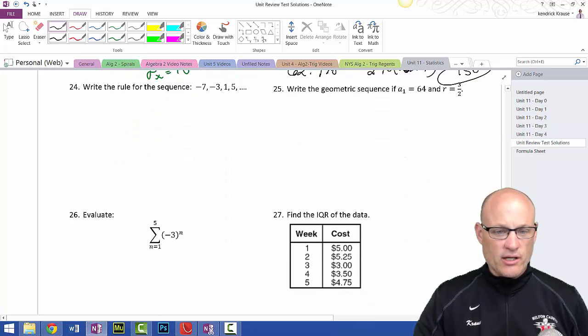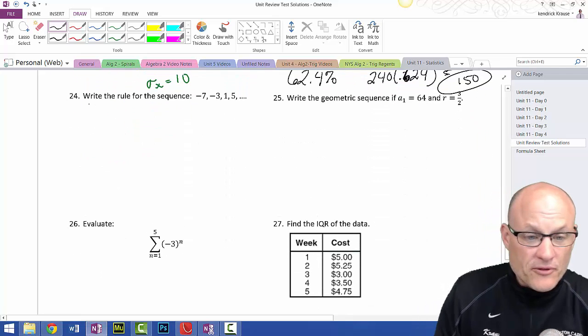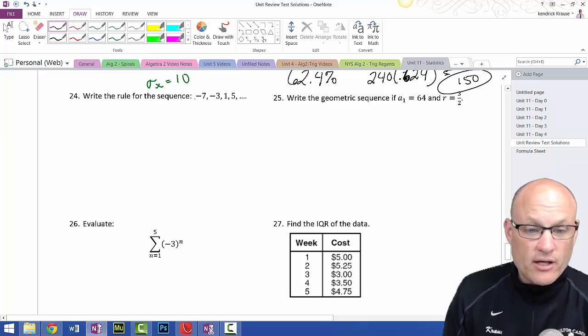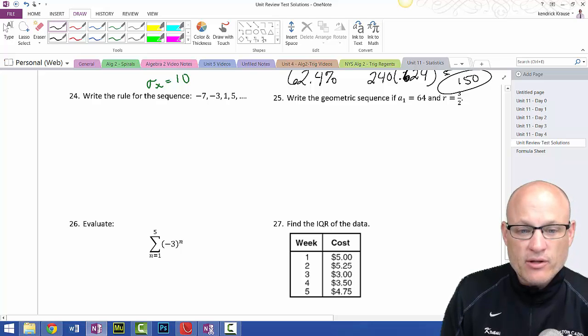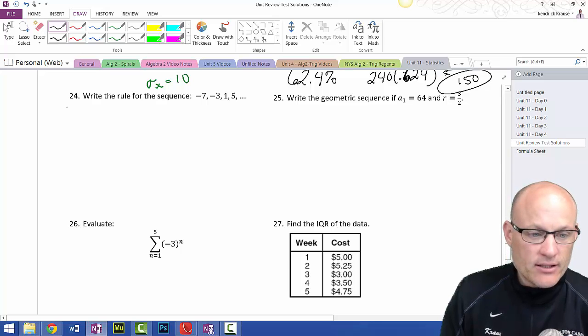Geometric sequence. No. What's the rule for this sequence? I don't know if this is geometric or arithmetic. I've got to check. Now, if I take -3 and divide by -7, am I going to get the same thing when I take 1 divided by -3 or 5 divided by 1? Clearly not. So let's see if it's arithmetic.